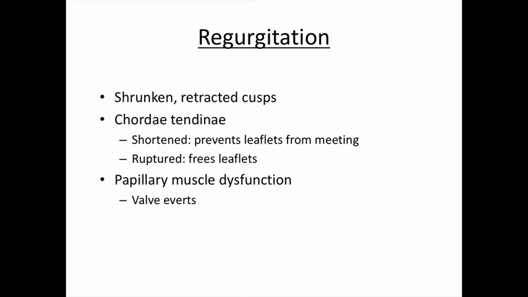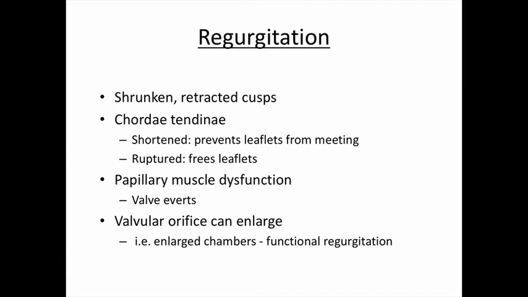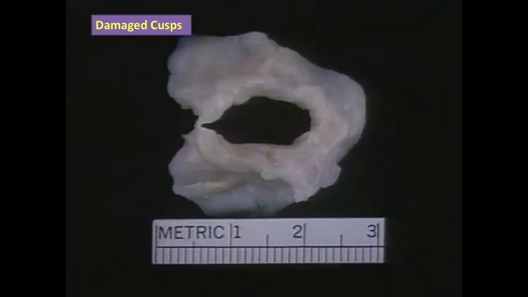In these cases, the complete valve everts into the atria, and it only happens with the AV valves. And then our functional regurgitation: if the entire valve orifice enlarges, then the valve doesn't shut. So those are some structural issues.